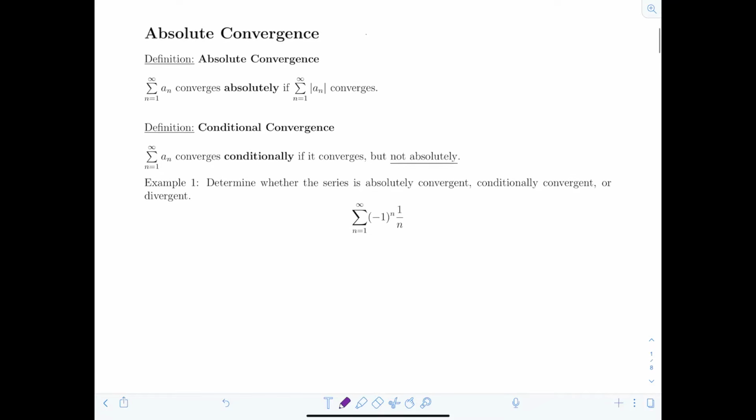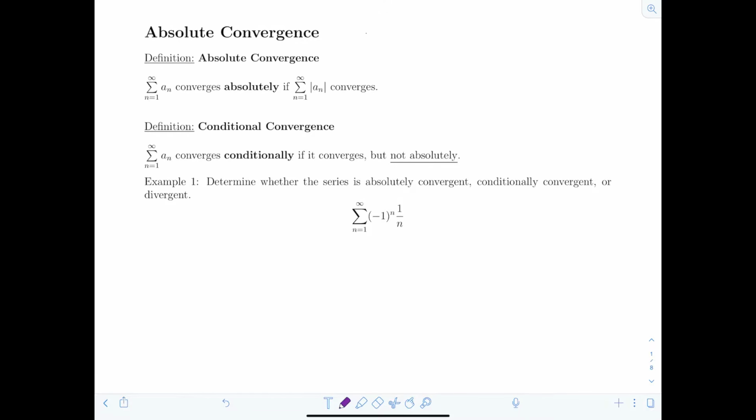Definition number 2, conditional convergence. We say that a series, the sum of a_n, converges conditionally if it converges, but not absolutely. So a series converges conditionally if it just converges as is, but not when you take the absolute value of the terms and sum them all up.